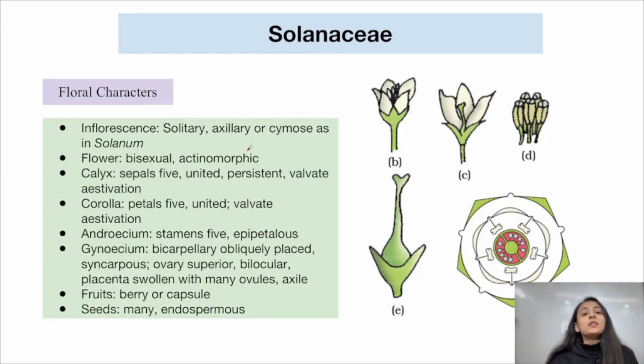Now let's move forward. Now let's come to the floral characters. So the inflorescence of Solanaceae family is solitary. It could be axillary or cymose as in Solanum. Flowers are bisexual and actinomorphic. Bisexual means that they comprise both the male and the female reproductive organs, and actinomorphic means that they show radial symmetry. Calyx, they contain 5 sepals which are united, that is fused with each other. They are persistent, so even after the formation of the fruit, the calyx remains.